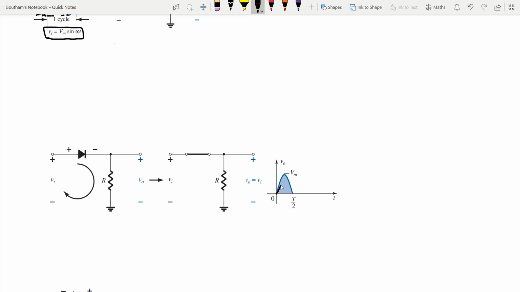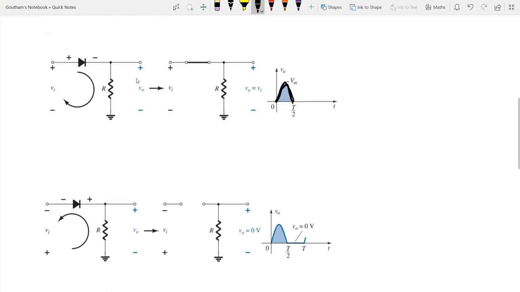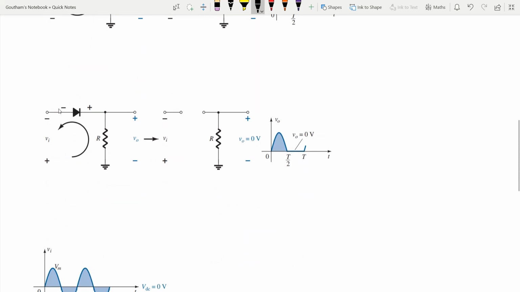So from 0 to T by 2, when Vi is greater than 0, the diode is forward biased and V0 is equal to Vi. What happens when the sinusoid goes into the negative half cycle? When it goes into the negative half cycle, the diode is reverse biased, that is, reverse biased when the P side is at a negative voltage or at a lower voltage compared to the N side. So when it is reverse biased we replace it with an open circuit, because we are taking the voltage drop across this resistor and there is no current through this resistor.